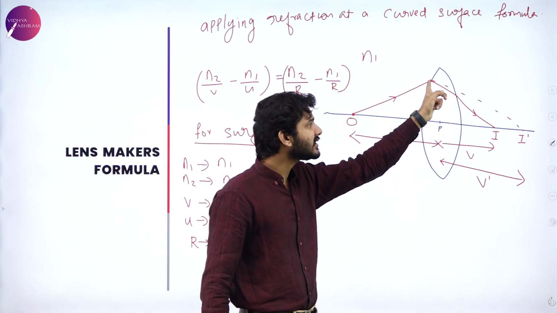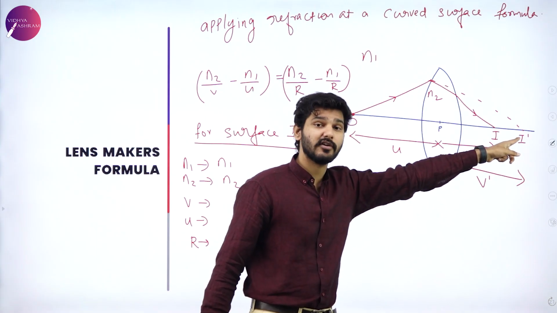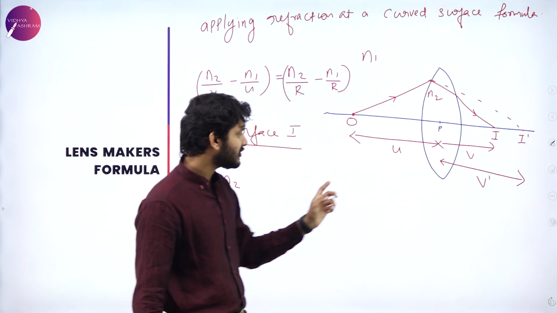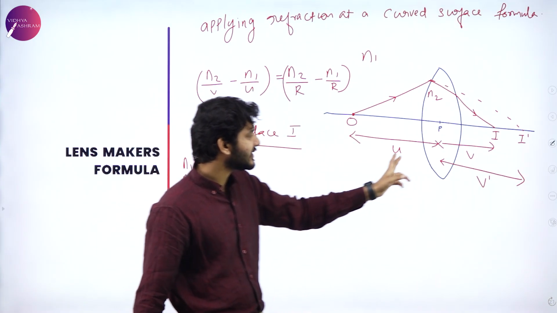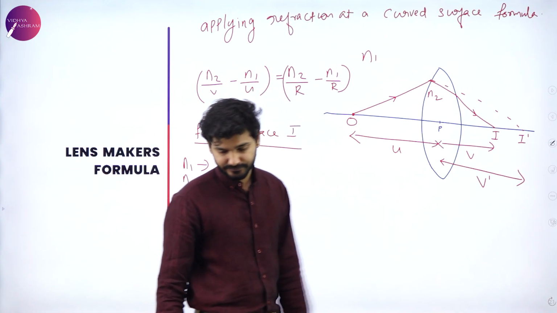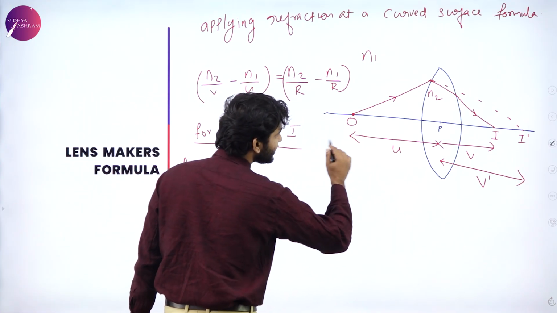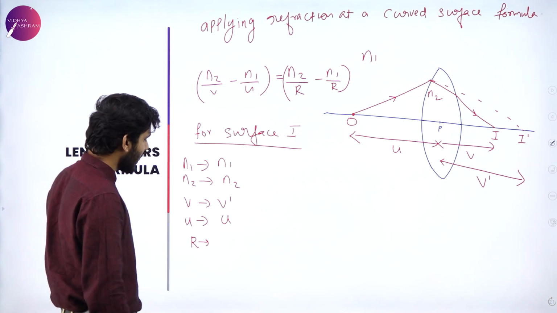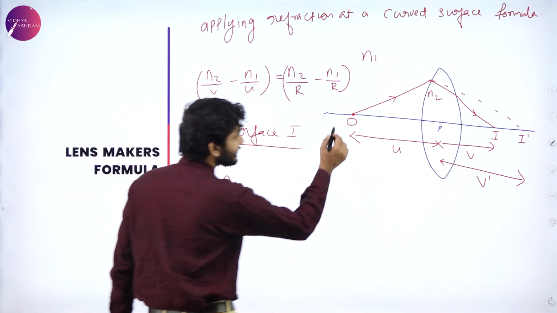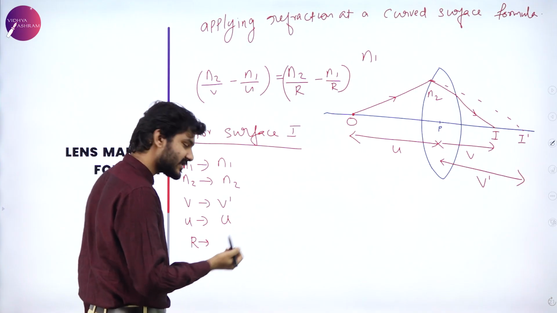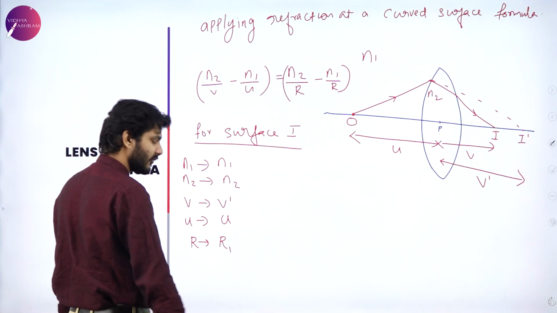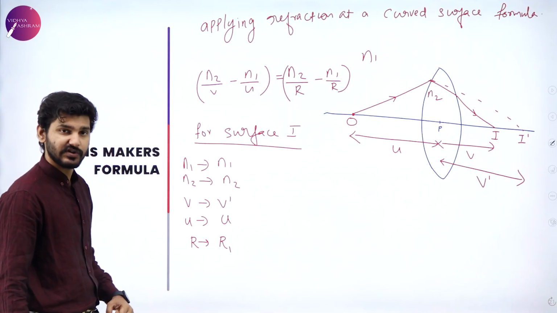It is only refracting through the first surface and landing here, forming an image at I dash, which means the image distance is now V dash. The object distance is U itself. And the radius of curvature, from here to here, we call R1. So these are the initial considerations.